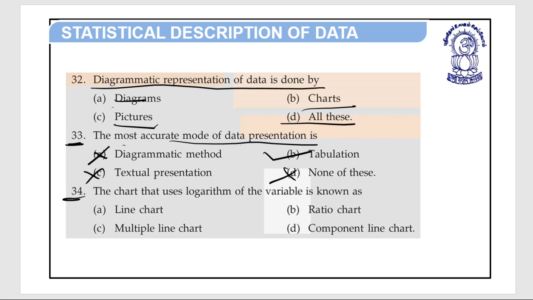Now question number 34. The chart that uses logarithm of the variable is known as. So line chart, no. Ratio chart, multiple line chart, component line chart. So option B, the chart that uses logarithm of the variable is known as ratio chart.